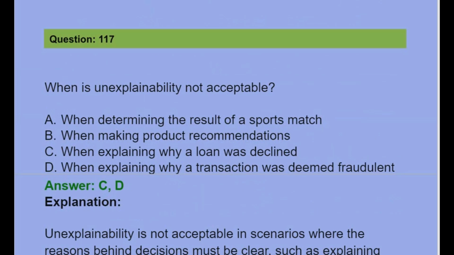Question is, when is unexplainability not acceptable? Option A, when determining the result of a sports match. Option B, when making product recommendations. Option C, when explaining why a loan was declined. Option D, when explaining why a transaction was deemed fraudulent. Correct answer is option C and option D.